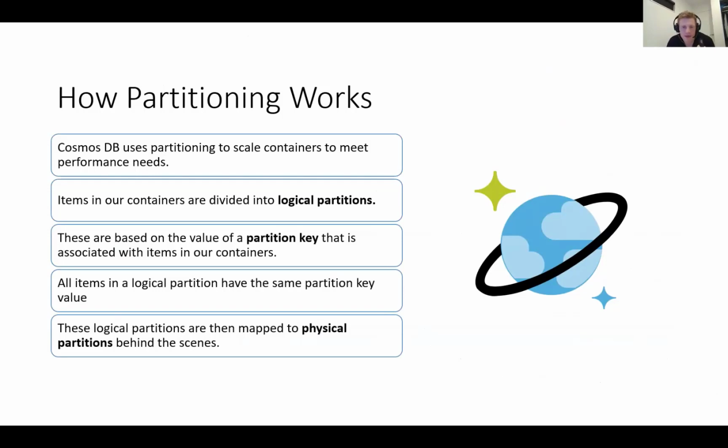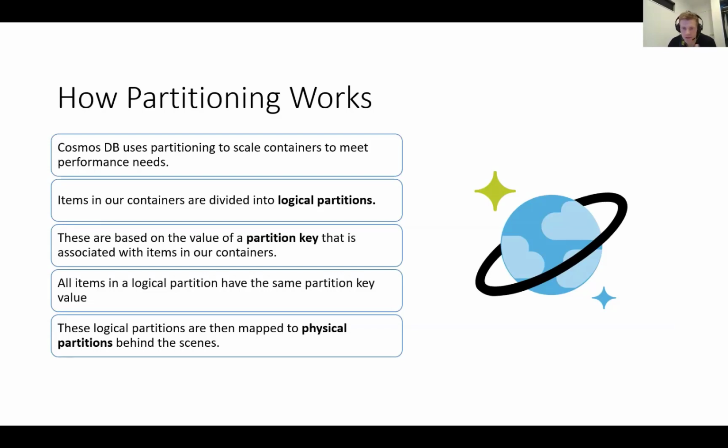So every time we persist an item into our containers, essentially what happens is they are divided into something called logical partitions. And this is based on the value of a partition key that we associate with an item stored in our containers. Now, every time we add an item to our Cosmos DB container, items within a logical partition will all have the same partition key value, and this will be a property within our documents.